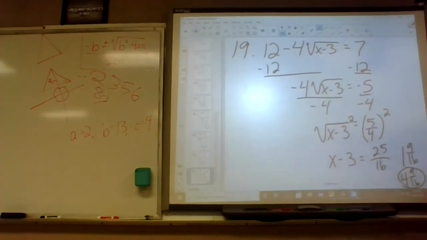Carter has a powerful computer. Got it. It doesn't work if you just plug that in your calculator, but you can check the answer with it. So x is 4 9/16 in mixed number version, or 73/16.